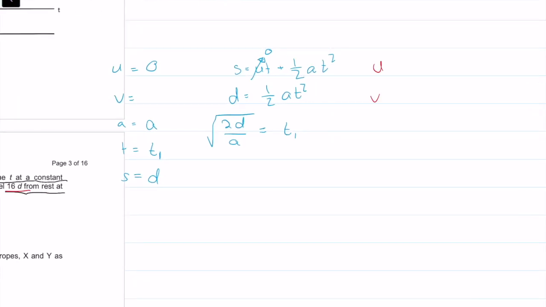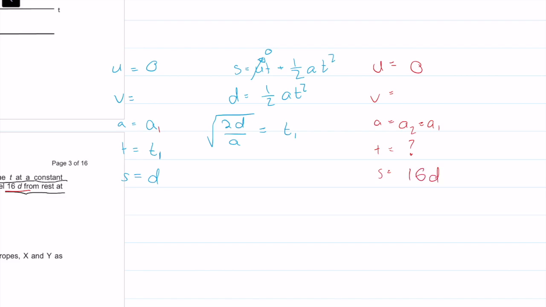We have u, v, a, t, and s, and we know our acceleration for 1 is equal to our acceleration for 2. Our initial velocity is 0, our final velocity is unknown, t is what we're looking for, and d, or our distance now, or displacement, is equal to 16d.